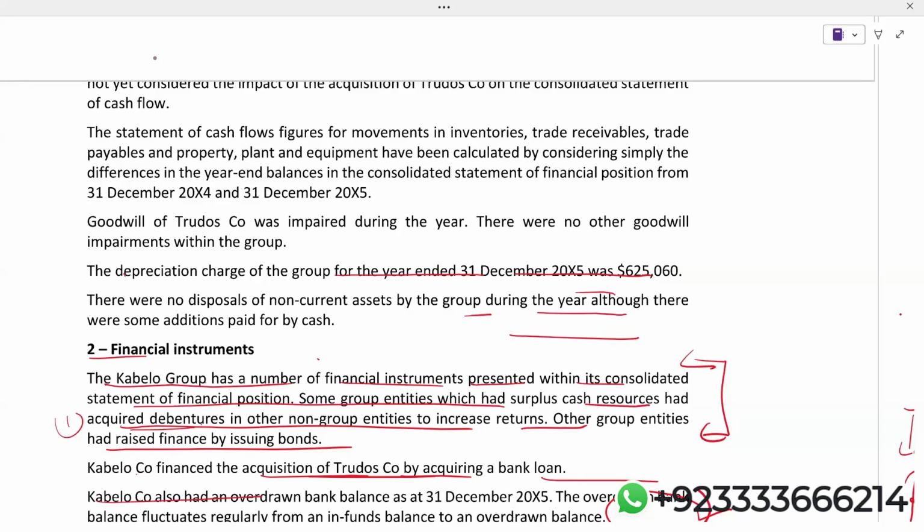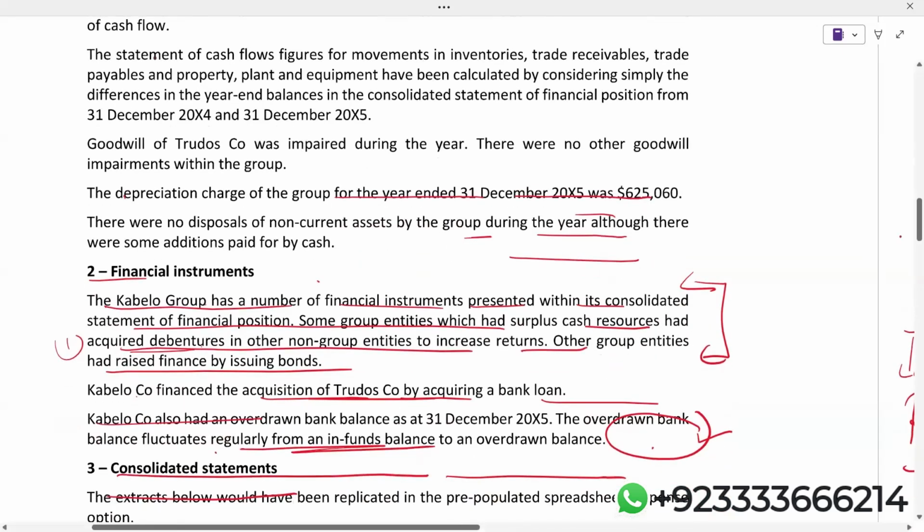Now let's talk about the other group entities that had raised finance by issuing bonds. Now listen, if your company issues bonds to raise finance, it actually falls in financing activities. It's like taking a bank loan. You are issuing the bond to raise the loan. Financing activities.